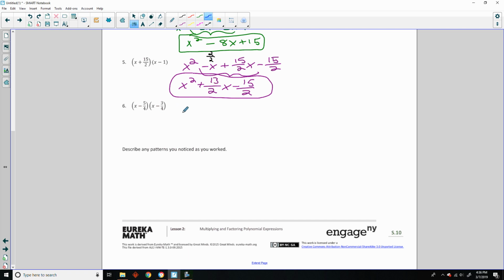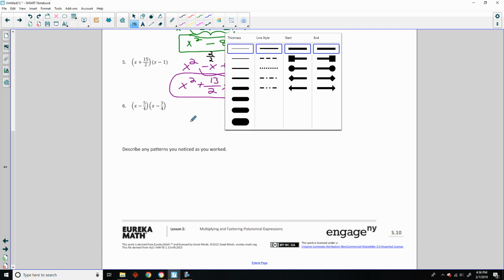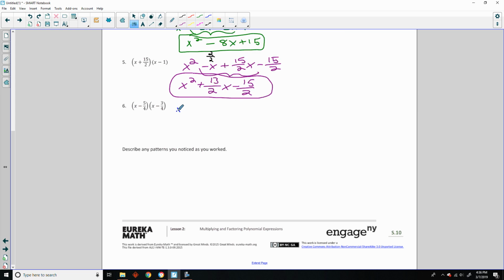Okay, number 6. X times x. X times a negative 3/4 is negative 3/4 x. Inner, negative times a positive is negative 5 over 4 x. And then last, negative times a negative is positive. And we're multiplying 5/4 times 3/4. 5 times 3 is 15. 4 times 4 is 16.